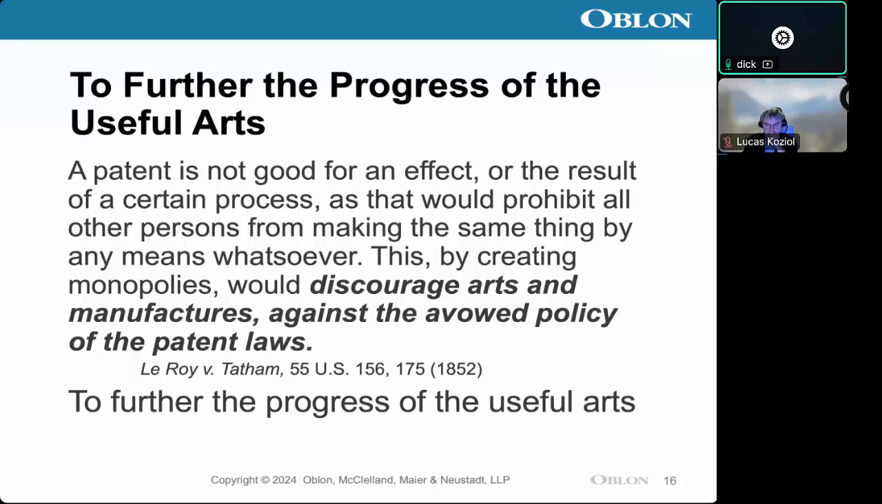In Leroy v. Tatum, 1852, the Supreme Court looked at this and said, by creating a monopoly like this, where there's only a result or an effect and not any means for achieving it, this would discourage the arts and manufacturers against the avowed policy of the patent laws. In other words, to further the progress of the useful arts is a restriction on patentable subject matter.